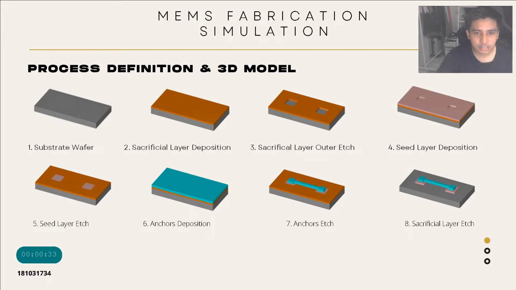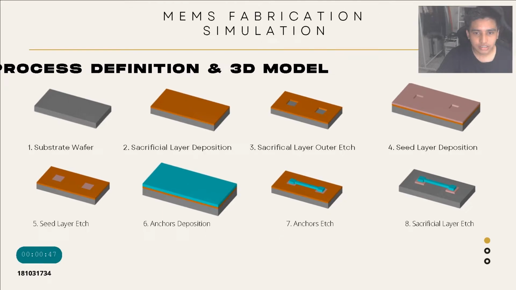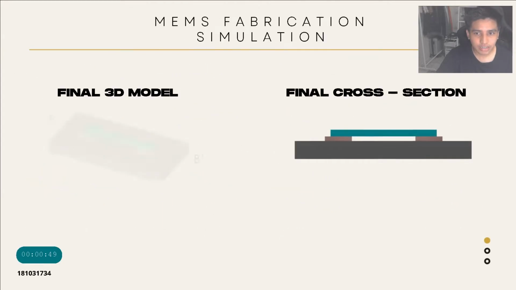First is the substrate wafer, followed by sacrificial layer deposition, sacrificial layer outer edge, seed layer deposition, seed layer edge, anchor deposition, anchor edge, and sacrificial layer edge. This is our final 3D model and final cross section. Thank you.